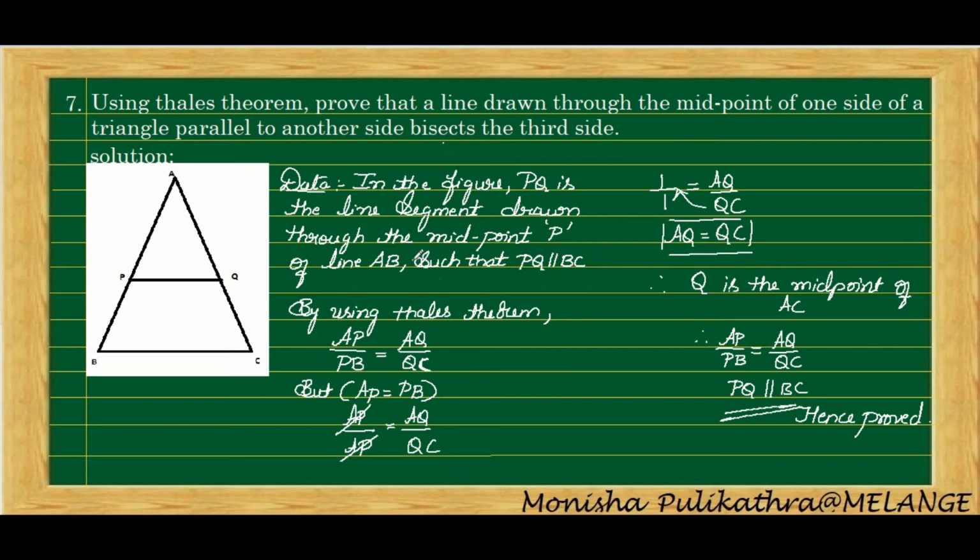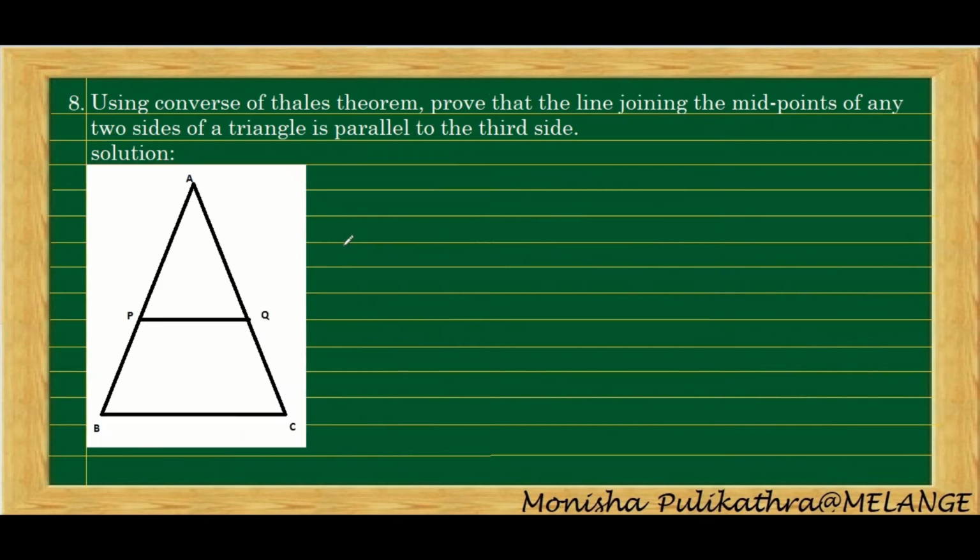So it's better you don't write this at the starting point. Such that PQ is parallel to BC, you don't write here; you write it up to here and you have to prove it in the end. Okay, such that PQ is parallel to BC. I hope you understood. Moving on to the 8th question.